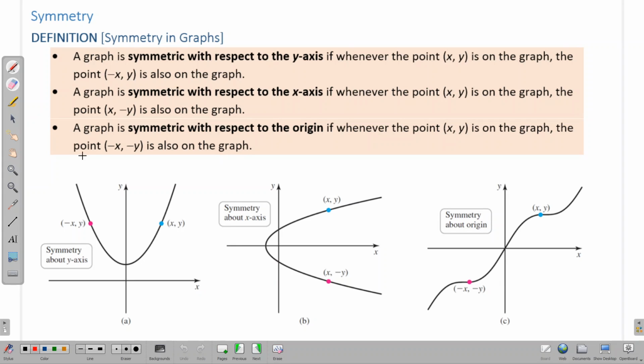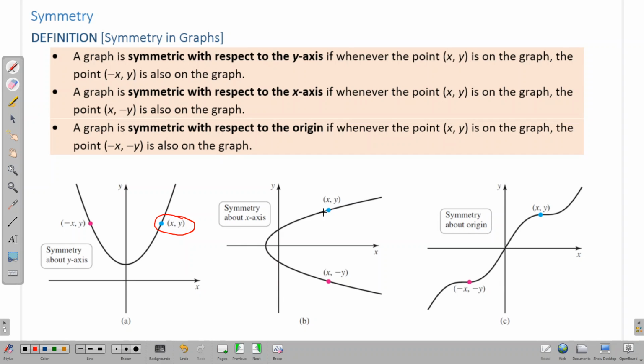So we have three types of symmetry that we might see. We could see a graph that is symmetric with respect to the y-axis. What that means is if you fold the graph over the y-axis, it would fall on itself. Algebraic way of testing that is whenever you have a point (x, y) on the graph, then the point (negative x, positive y) would also be on the graph. That's what it means to be symmetric about the y-axis.